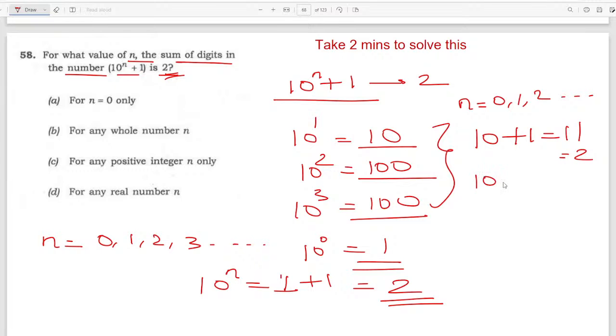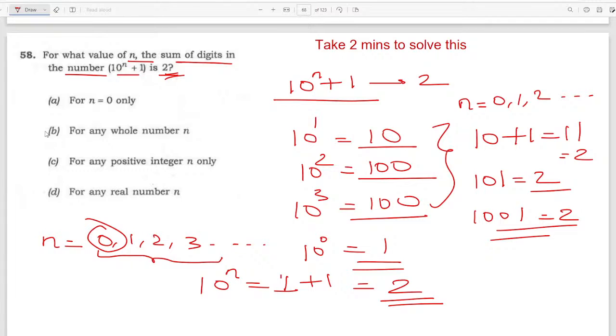100 plus 1 is 101, and 1 plus 1 is 2. Again 1001, 1 plus 1 is 2. Like this for any whole number. What is a whole number? Natural numbers, but if you include 0, it becomes whole numbers. So the correct answer is option B, not option A. Even for 1, 2, 3, and other numbers in the whole number set, this answer would be true. That is, the sum of the digits would be 2.